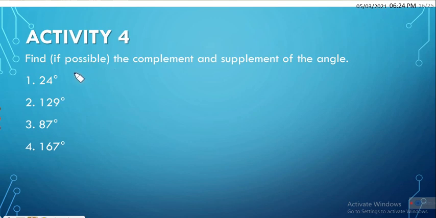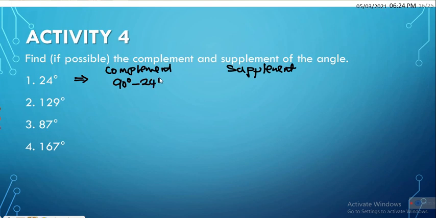Activity 4. Find, if possible, the complement and supplement of the angles. So you should be able to do this. So we can take our complements, and the supplements. So the complement of this one is 90 minus 24, which is 66 degrees, and the supplement is 180 minus 24, which is 156 degrees.